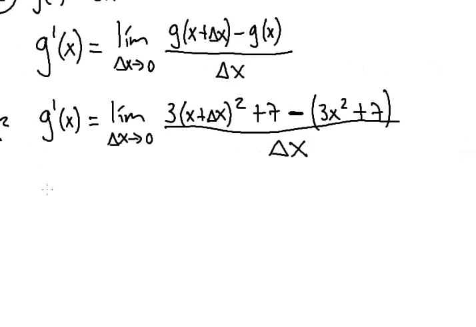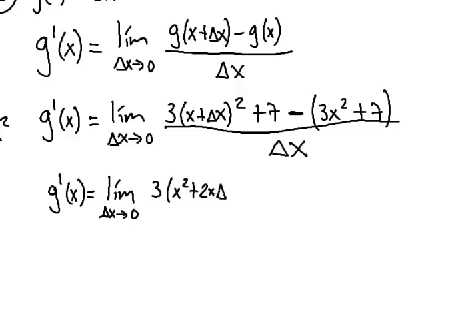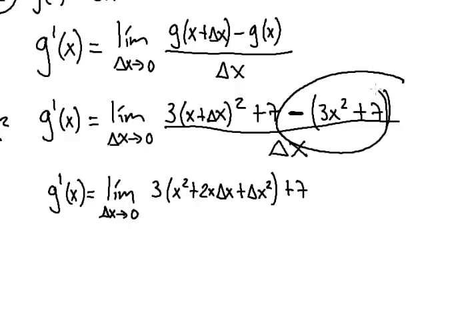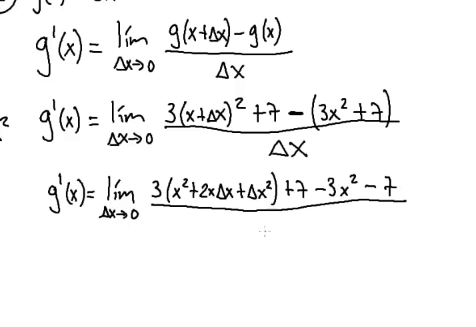So I'm going to copy the answer for that. g prime x equals limit as delta x approaches 0 of 3. Instead of this, I'm going to put the answer I got, which is x squared plus 2x delta x plus delta x squared plus 7. Okay, then I'm going to do this. Remember, the minus is going to affect both of them. So minus 3x squared, and minus times plus, minus 7. All of that divided by delta x.